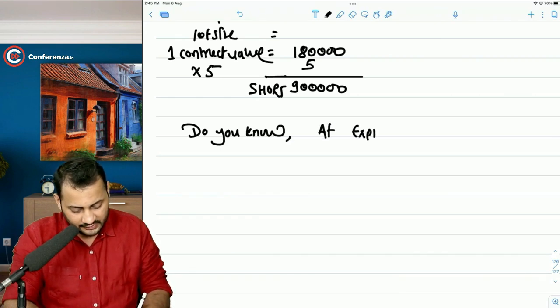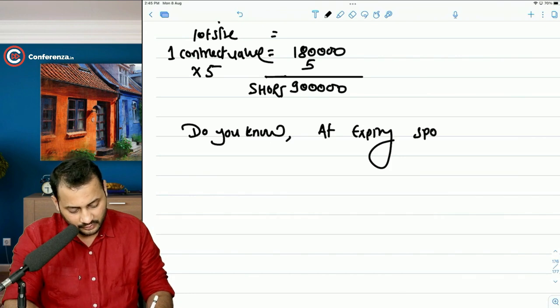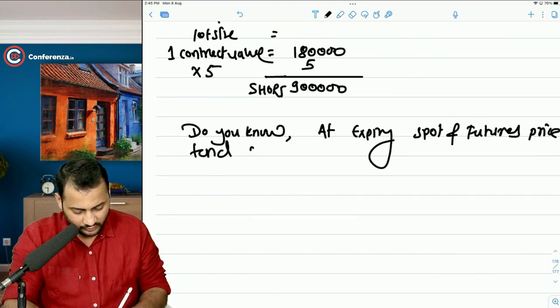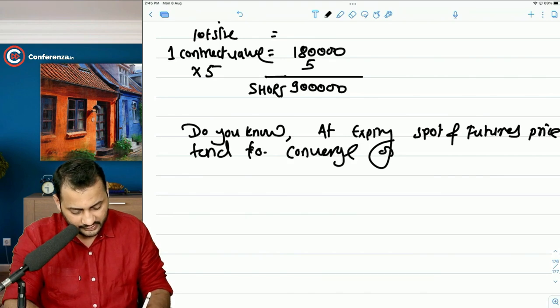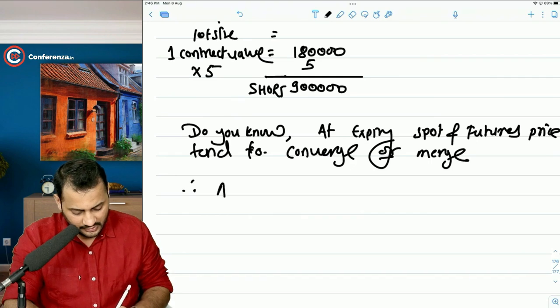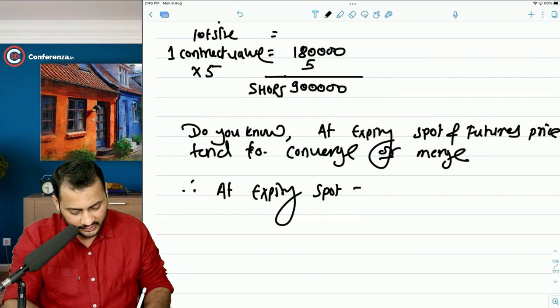At expiry, spot and futures price tend to converge, or we can say merge. Therefore, at expiry, spot will be equal to futures price.